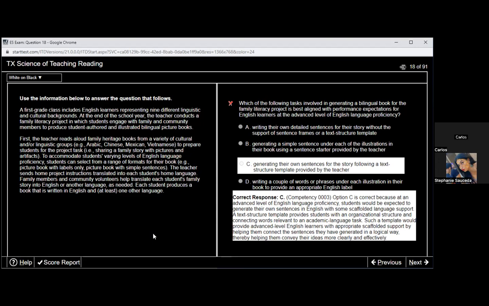Family members and community volunteers help translate each student's family story into English or another language as needed. Each student produces a book that is written in English and at least one other language. So it has both languages, right? So it code switches a bit, if you will, with home language and translation to English with picture books. Now she's given them a choice, which is again another differentiation of instruction.